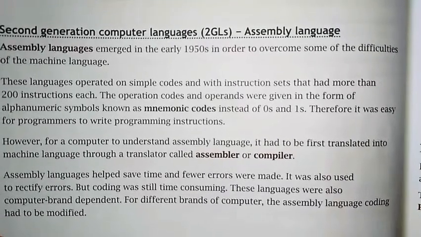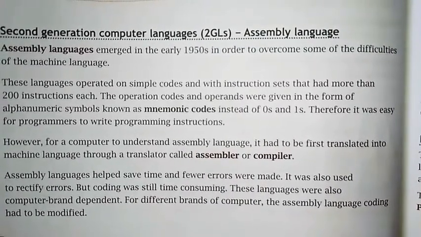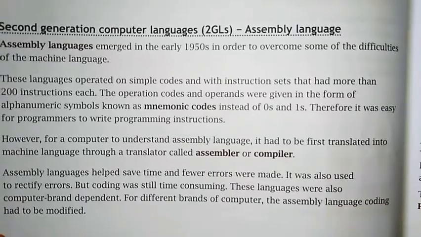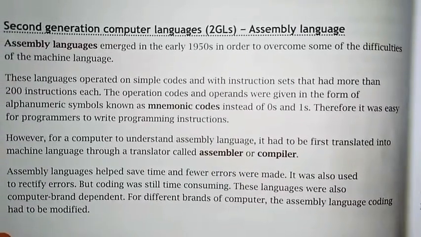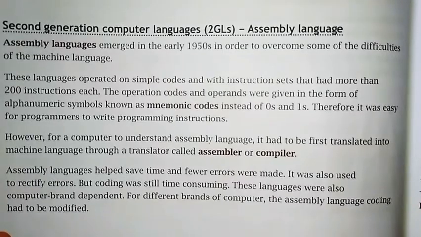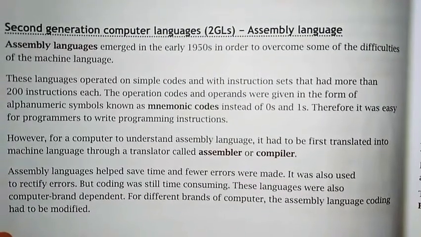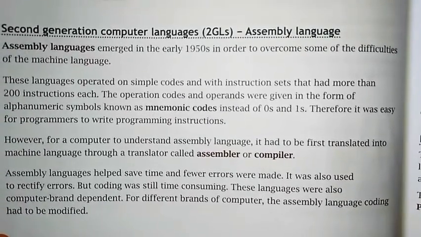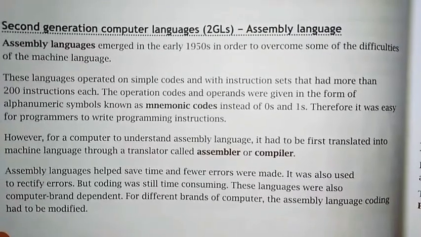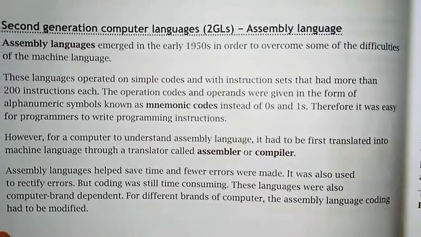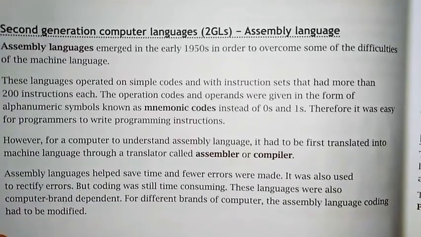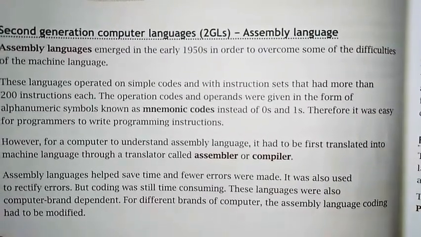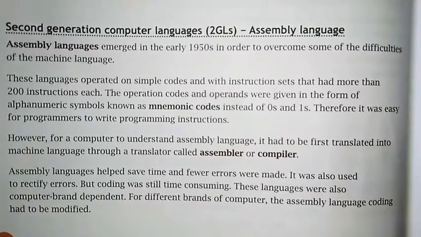Therefore it was easy for programmers to write programming instructions. However, for a computer to understand assembly language, it had to be first translated into machine language through a translator called an assembler or compiler. Assembler and compiler are the devices by which we can translate assembly language into machine language. It acts as a translator.